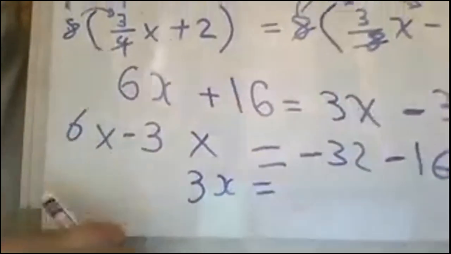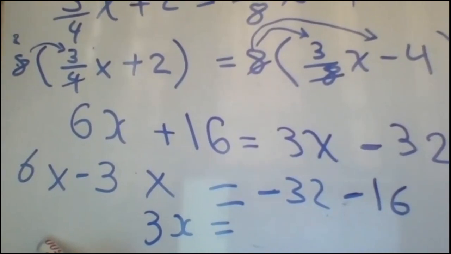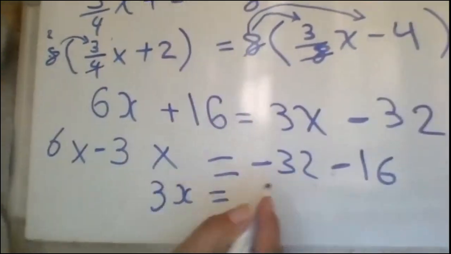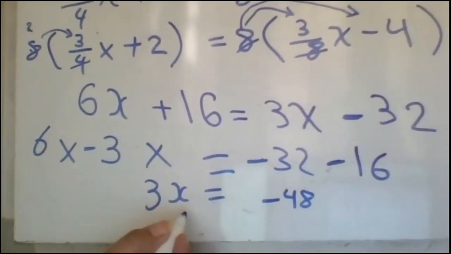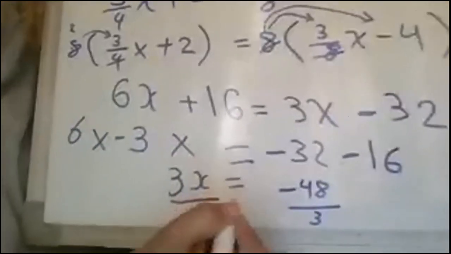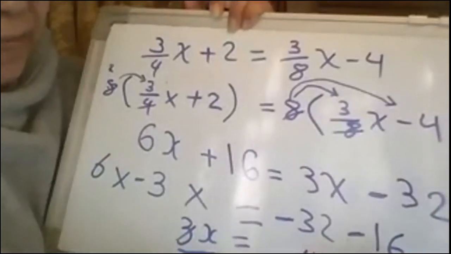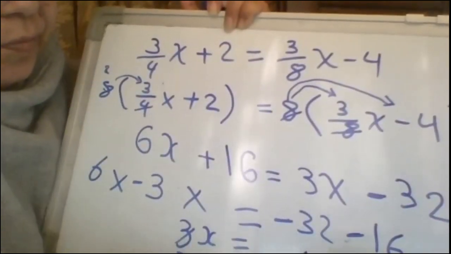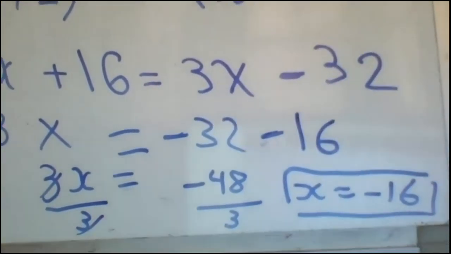Now 6x minus 3x equals 3x. What about the right side? Negative 32 minus 16 is negative 48. What is the next step? Divided by 3. Then x equals how many? Negative 16. So this is the final answer, x equals negative 16.